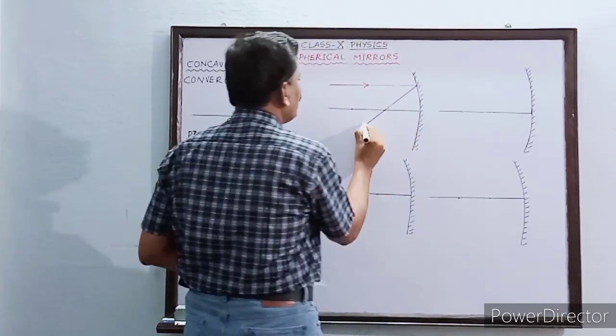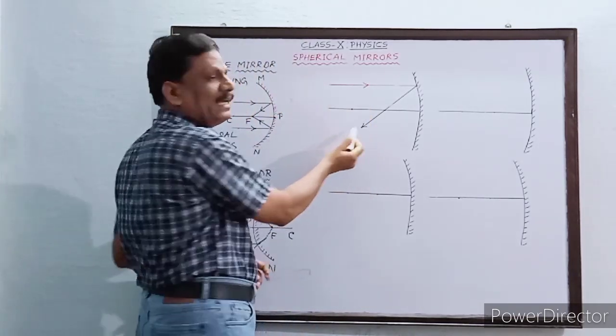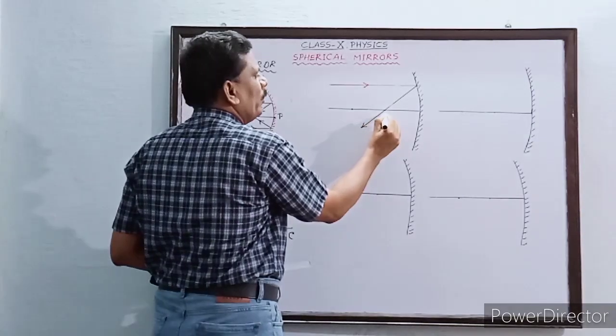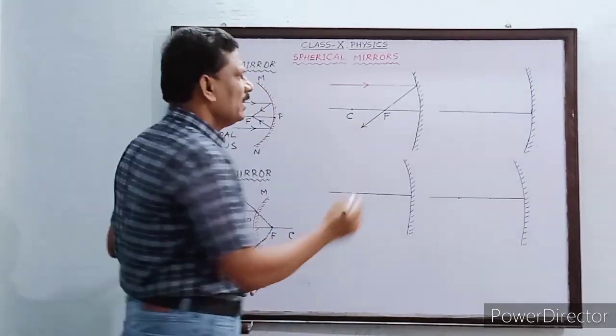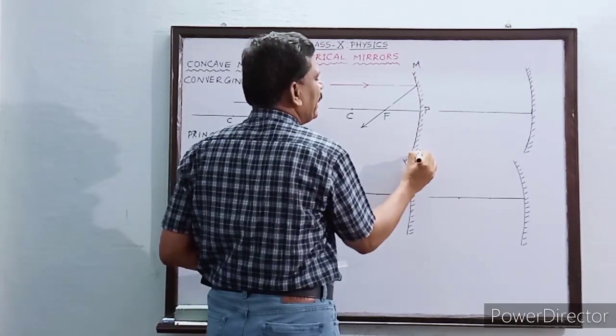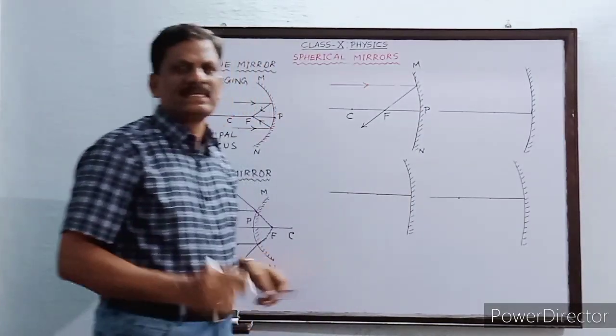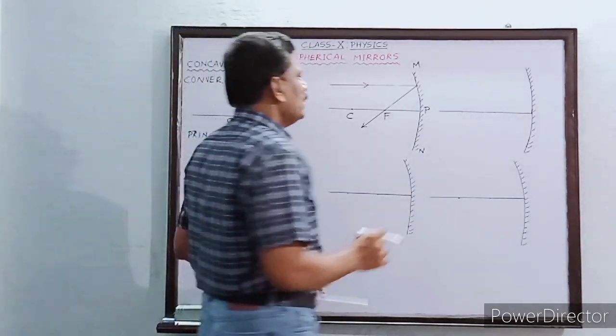So this is the reflected ray. This one is the incident ray and this is the reflected ray. Now you can note down the point as F, and this is C, and this point is called the pole, and this is M and N. The distance MN is also called the aperture.